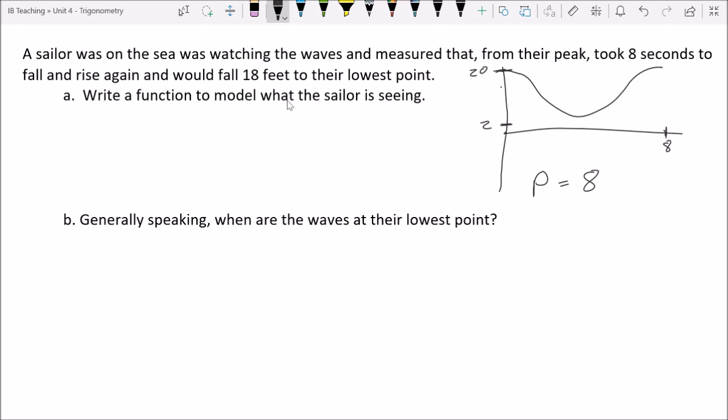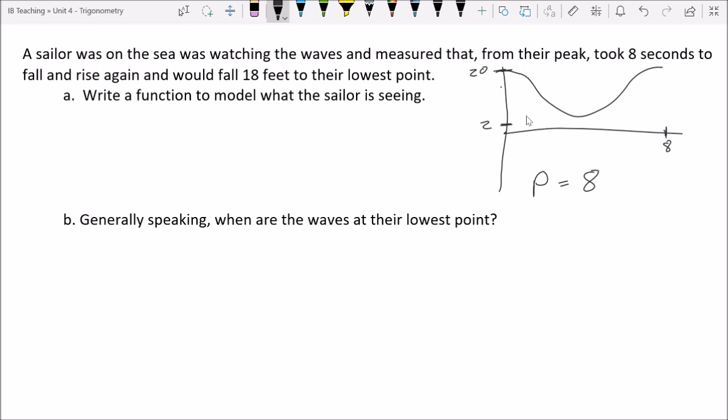We're being asked to write a function to model what we're seeing. In order to write the function, it's often easiest to actually see the function first. So here it is, and I've chosen 20 and 2. You could choose something different. That would make your function a little different. But as far as I'm concerned, as long as you do it in a way that's valid, and as long as the equation matches your picture, it's all good with me. Okay? So let's work on writing that function.